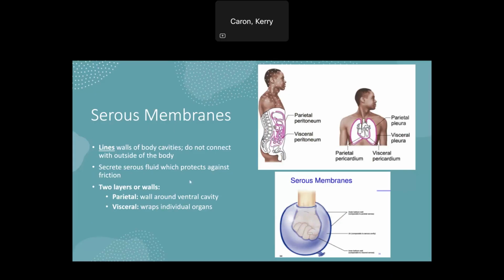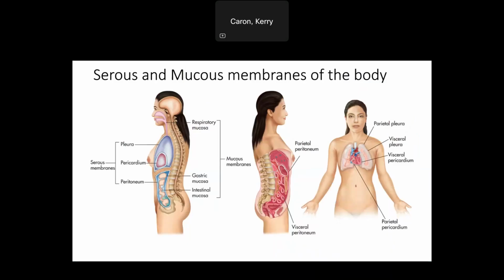Okay, and we'll talk more about membranes. So we have serous membranes that are filled with serous fluid, and mucous membranes. Some examples of serous membranes are your pleura, which is a fluid-filled sac around the lungs, your pericardium, which is a fluid-filled sac around the heart, and peritoneum, which is a fluid-filled sac all around your abdominal organs. Some examples of mucous membranes would be respiratory mucous membranes and gastric and intestinal mucous membranes.